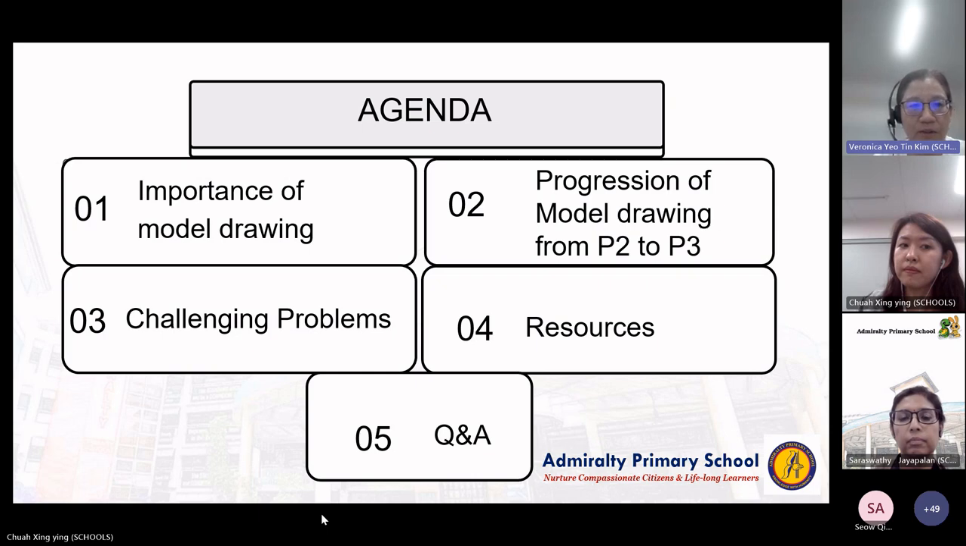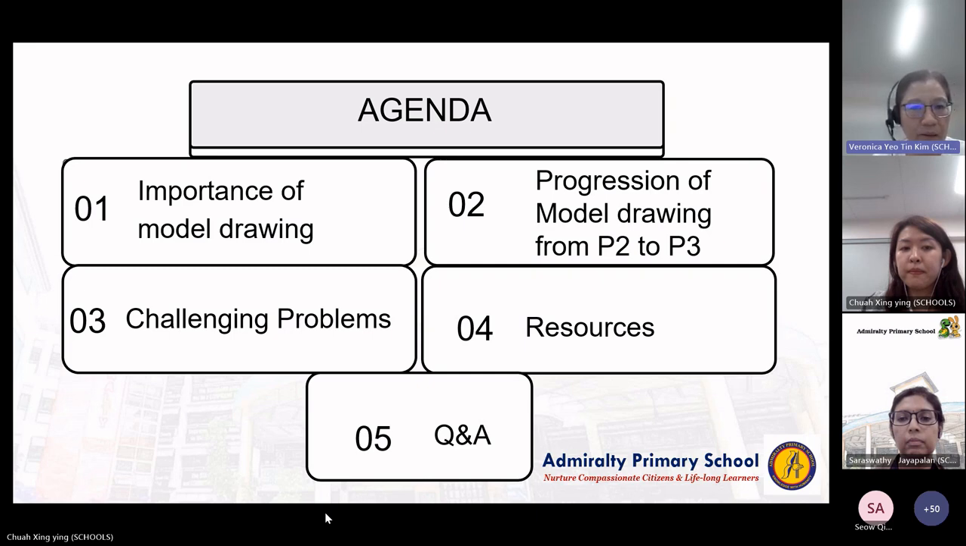So the agenda for today's workshop: we look at the importance of model drawing. I'm going to show you some middle primary and upper primary examples of model drawings across different topics. The next part will be done by my colleague, Alana, and she will walk you through how we teach model drawing at the primary 2 level, and how it progresses from P2 to P3. I know parents are also interested in perhaps challenging questions at the middle primary, so Ms. Chua will walk you through some of the challenging questions.